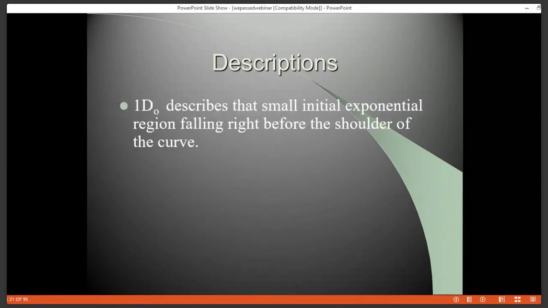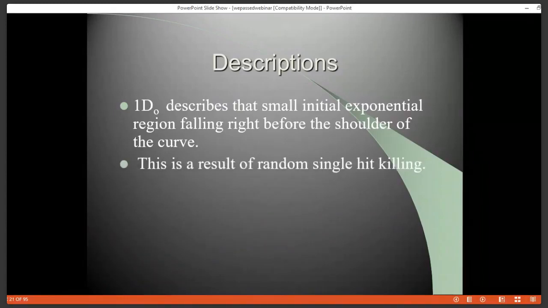At the very beginning of the curve, where the curve starts at the y-axis, we have one last descriptor, and it's called 1D0. It's a small initial exponential region falling right before the shoulder. So it starts at the y-axis, a very short region that's straight, then the curve where we see repair, and then the final portion. Because X-radiation interactions are completely random, with some general probabilities associated, this is really random single-hit killing.